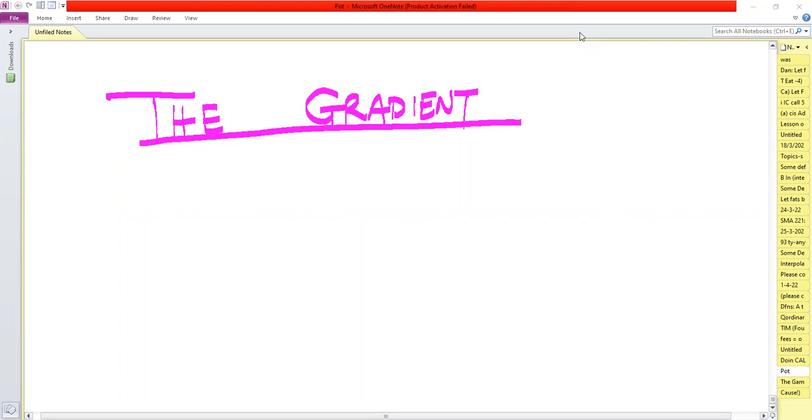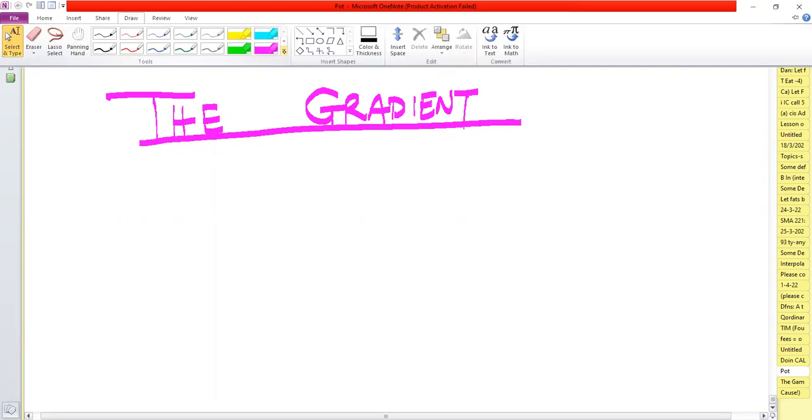This session introduces the concept of the gradient. And to define gradient, we need to specify a scalar function or a scalar field, and then apply the gradient operator or the del operator to this scalar function or scalar field.